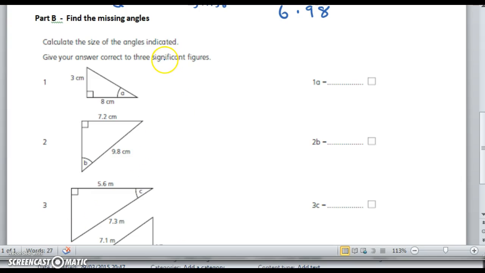Okay, the next thing we moved on to doing was finding the missing angles. And again, first things first, always label the sides that you have. So the side opposite the angle is the opposite. The longest side is the hypotenuse, and the other side is the adjacent. Writing out SOHCAHTOA again.